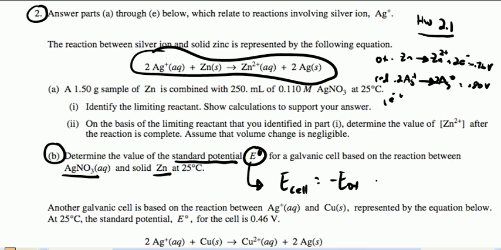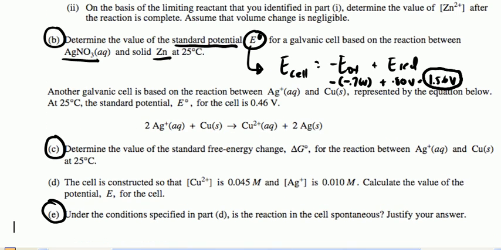E cell equals negative E ox plus E reduced. So we are going to plug that in, and that's going to be negative 0.76 volts plus 0.80, which is 1.56 volts. So we got a positive E. This is a spontaneous reaction. You would end up with a negative delta G, but they did not ask you to solve for that.